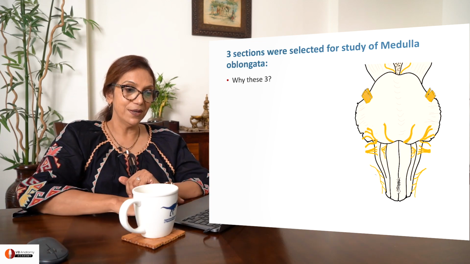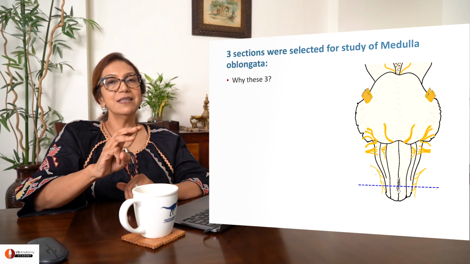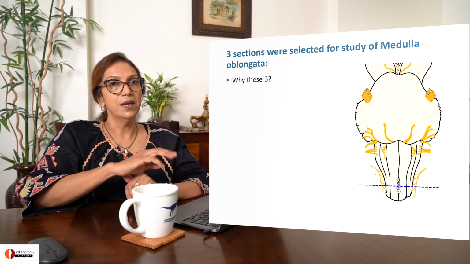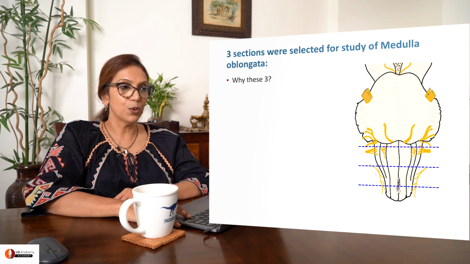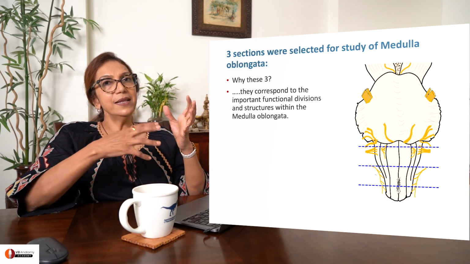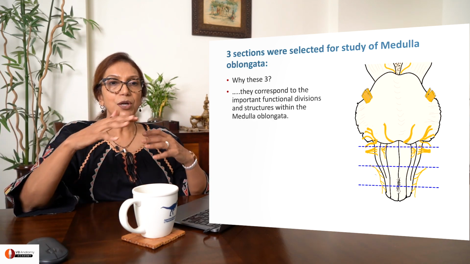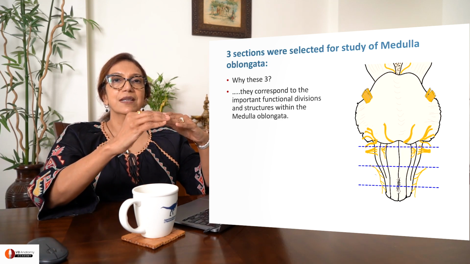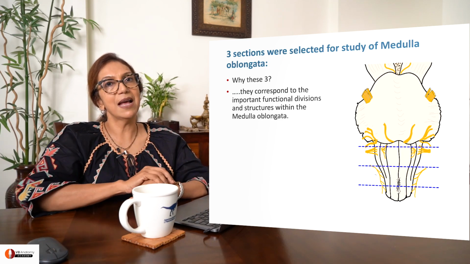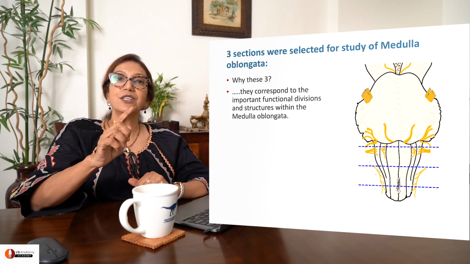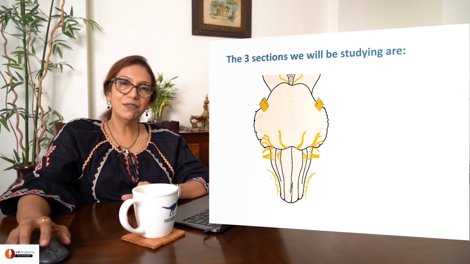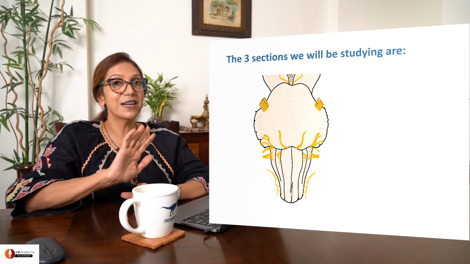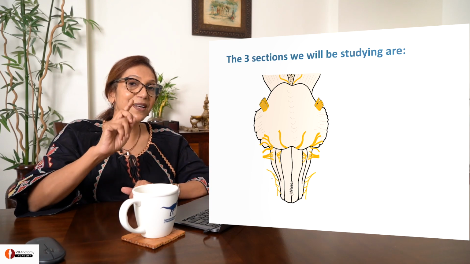oblongata at our level, you should understand three sections of the medulla: a lowermost section, a middle section, and an uppermost section. Okay, so why these sections? Why not others? Because at each of these three levels, something very important is happening in the medulla oblongata, which needs to be discussed. Okay, so what are the three sections we will be studying? Oh, we're not studying all three today. We are studying only one today.